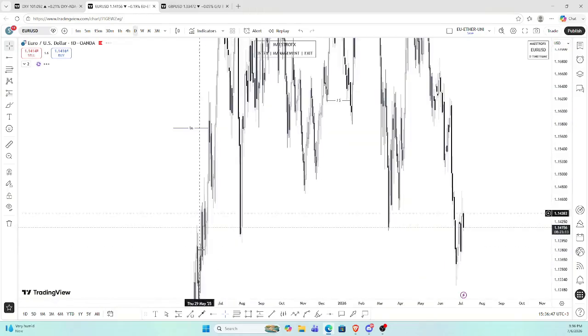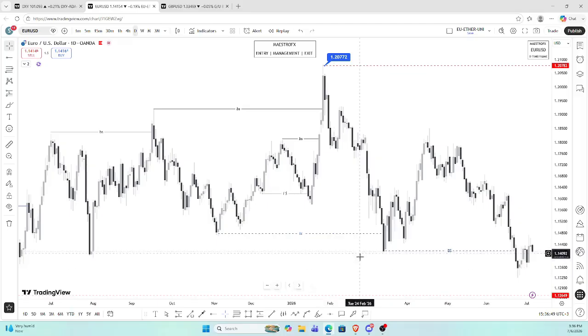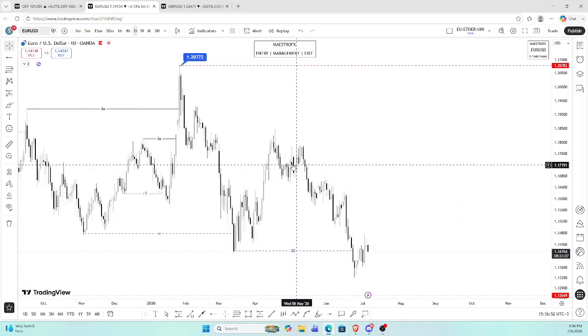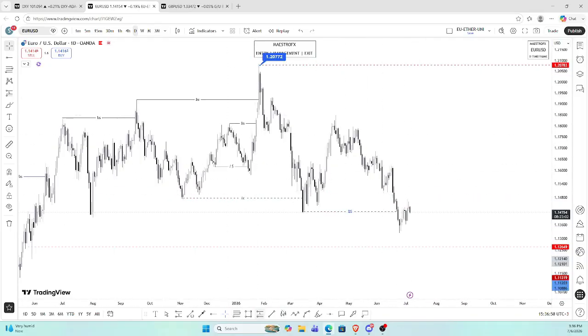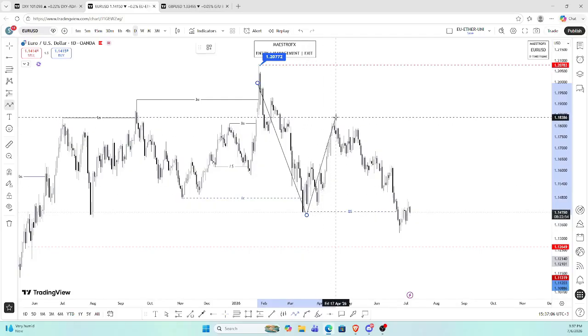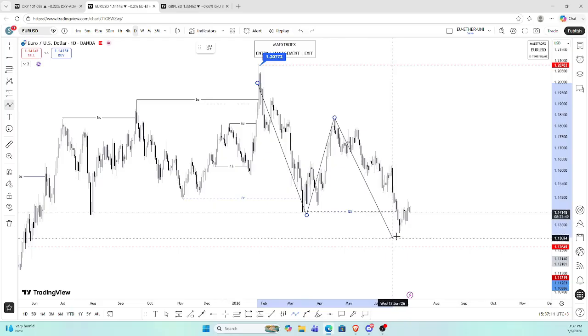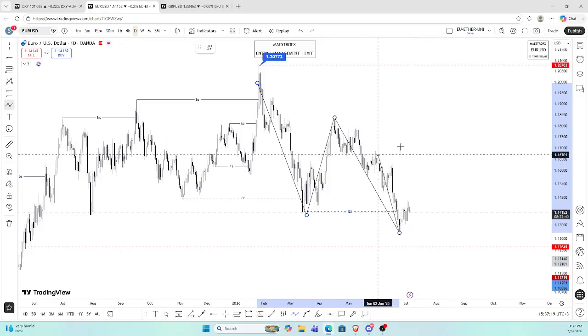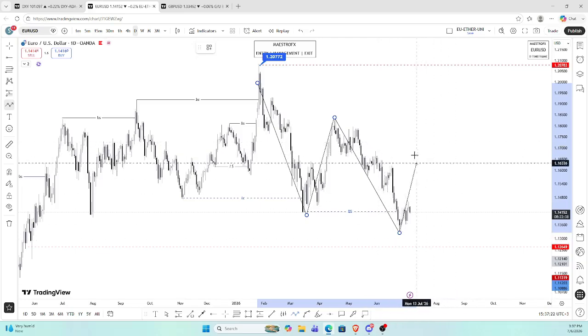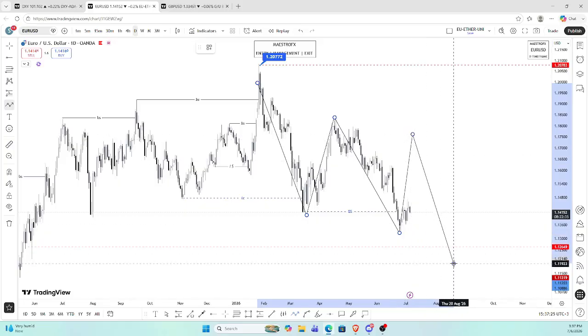Yes, on EU, I have almost the same analysis as on euro USD, because if we look carefully, we had this break of structure to the downside, and then we retraced to the premium levels before pushing lower. And so currently we are in the correction phase, to at least premium levels, and take all these internal liquidities before we push the price further down.